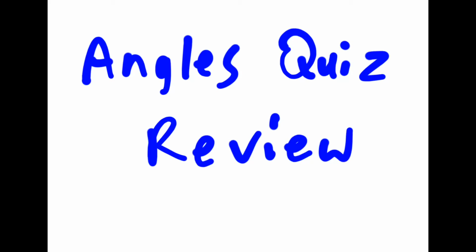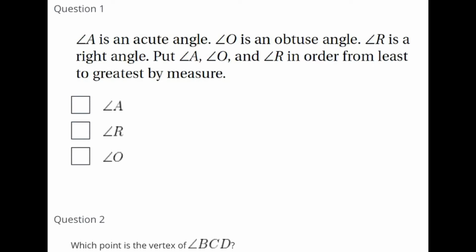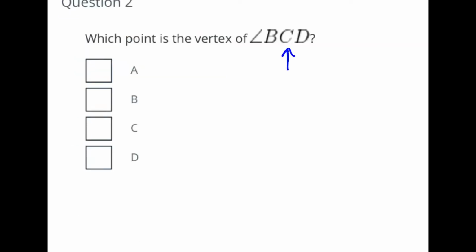In this video, we'll go over the homework assignments to review for the angles quiz. Acute angles are the smallest, right angles are the second smallest, and obtuse angles are the biggest. The vertex of an angle, written like this, is always going to be the middle letter. Angle BCD, the vertex is where the two rays meet.